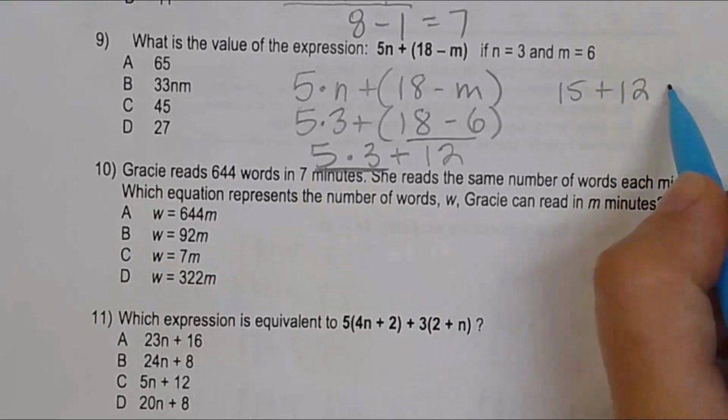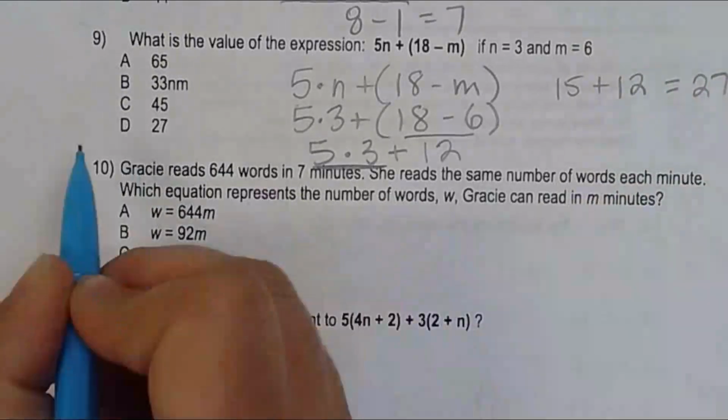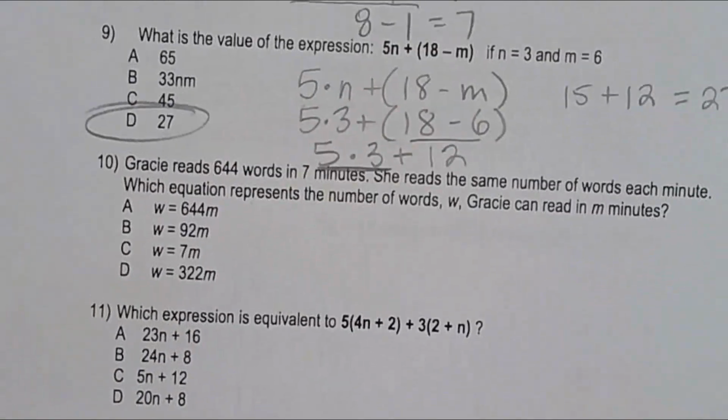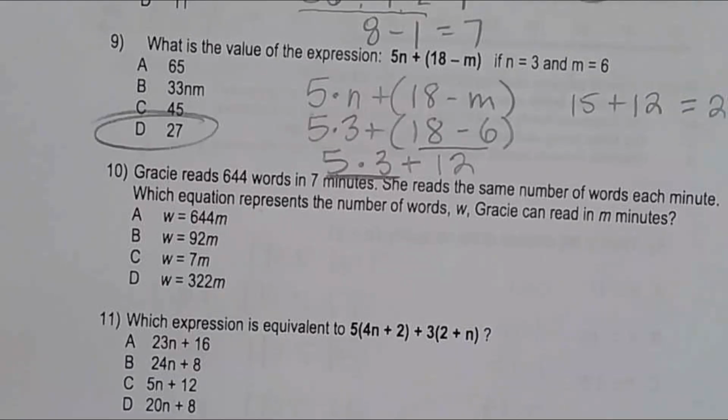15 plus 12 is 27. All right, you're still cool. All right, moving on. You should recognize what kind of problems they're trying to set you up for here.